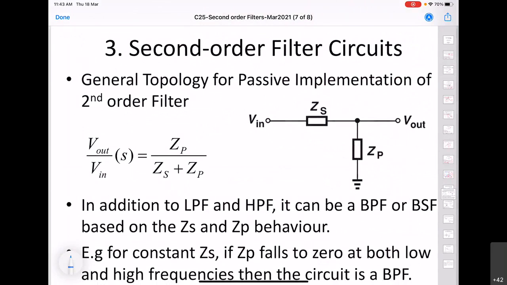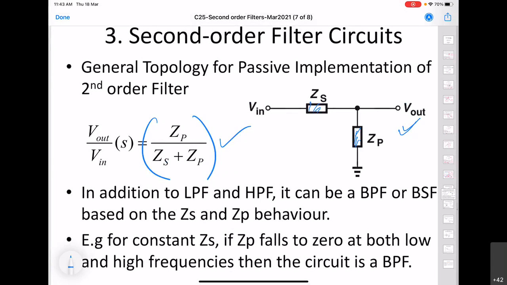Now we will see the various implementations of all these three circuits. The general architecture, fortunately for the passive version, remains similar to what we studied for the first order circuit. That means we take two impedances, ZP and ZS, and the transfer function given by ZP divided by ZS plus ZP in general will be able to represent all the possible cases of the second order filter transfer function. And based on the nature of ZP and ZS with frequency, this will represent a low pass, high pass, or band pass response, the kind of thing that we already studied for the first order filter.